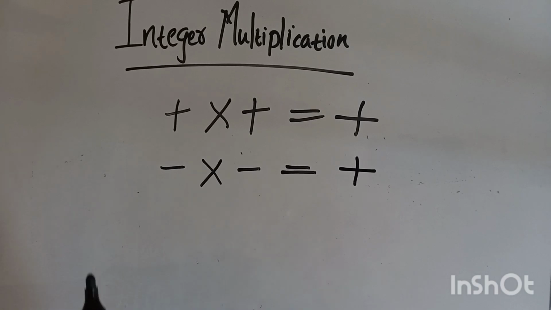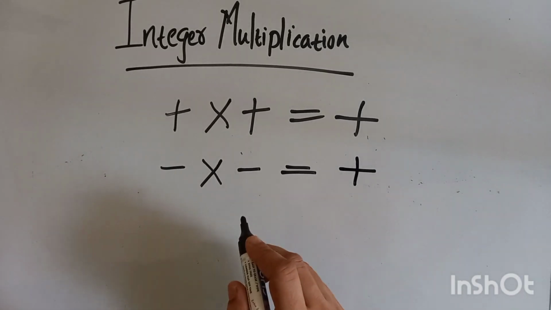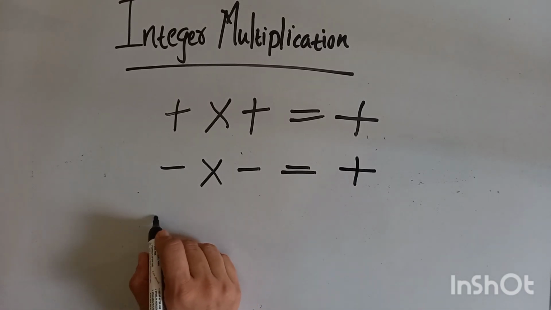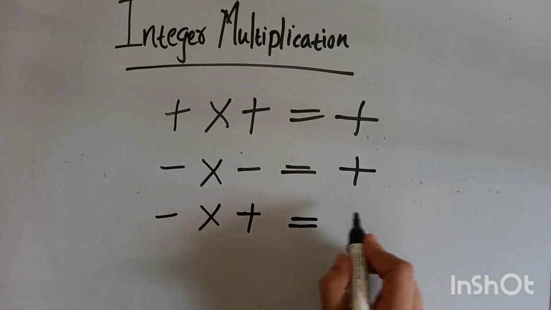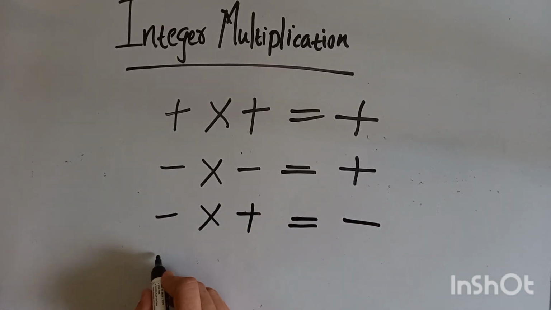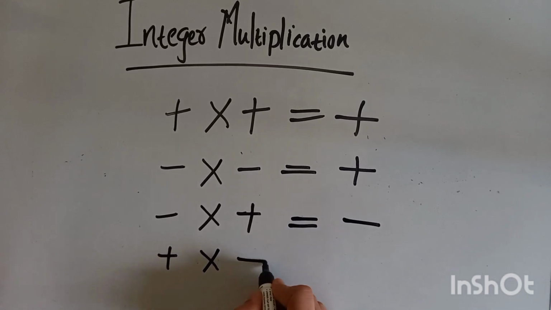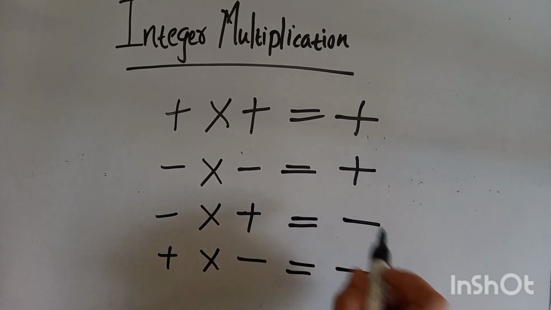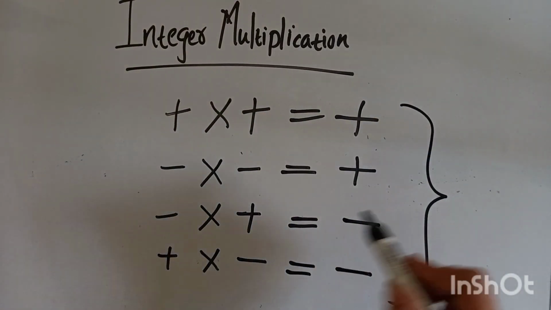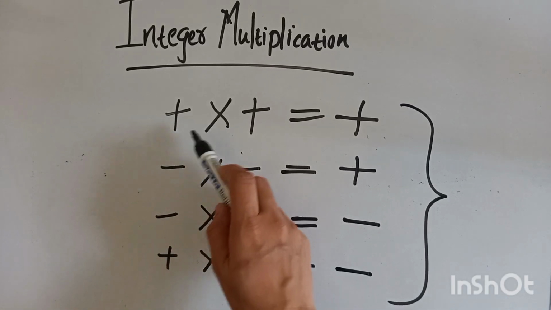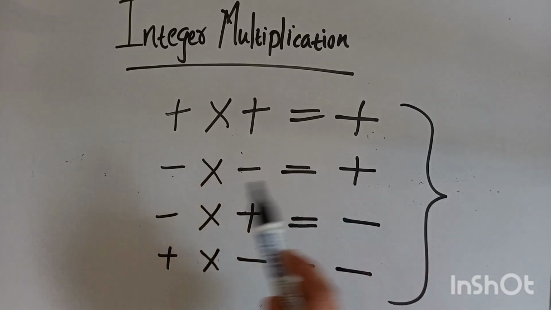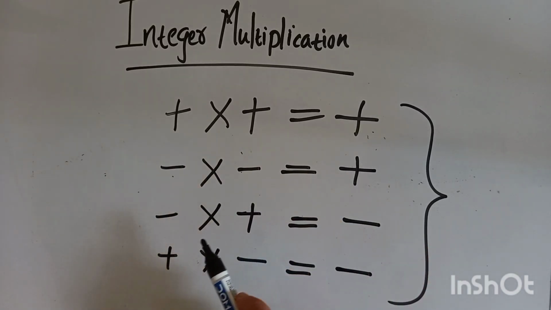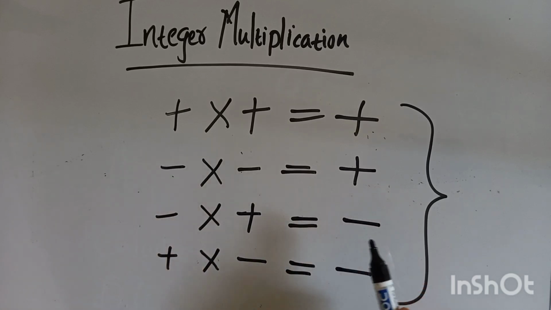Then if you are multiplying two integers of different sign, for example, a negative integer multiplied by a positive integer, the answer will be negative. Similarly, if the first number is positive and you are multiplying that with a negative number, then the answer will be negative. So these 3 points you have to keep in mind. If you are multiplying two positive integers, the answer will be positive. If you are multiplying two negative integers, the answer will be positive. If you are multiplying a positive and a negative integer, that means integers of different sign, the answer will be negative. Now we can move on to some examples based on this.